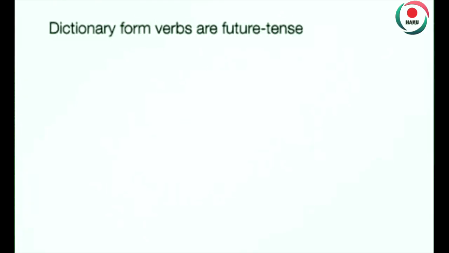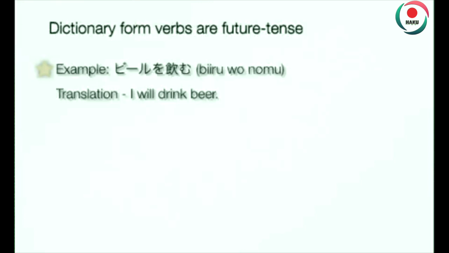So the first thing to note is that Japanese verbs that you pull straight from the dictionary are already in their future tense. A lot of the times in English we'll append a "will" in front of the verb, for example, "I will go to Japan," to indicate future tense. But in Japanese, that's not necessary. So let's look at an example, and the example we're going to look at is "biru o nomu." "Nomu" is the dictionary form of the word "drink" that you'll find in the dictionary, and this translates to "I will drink beer."